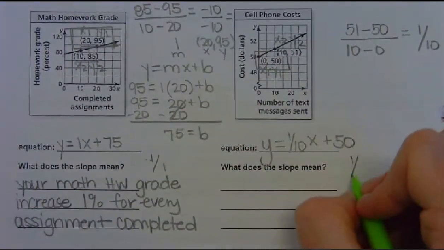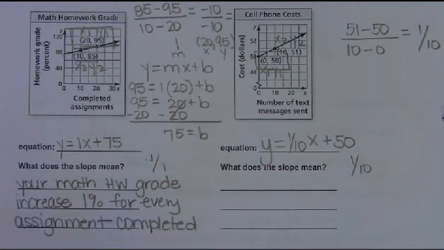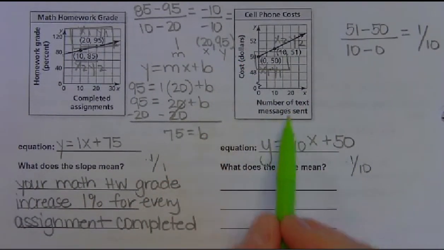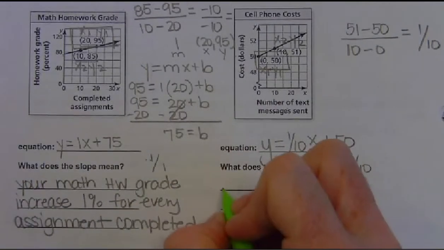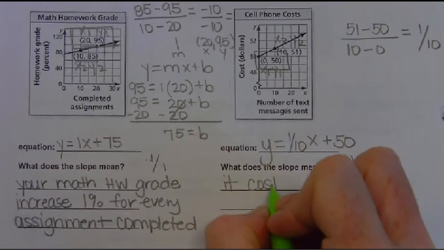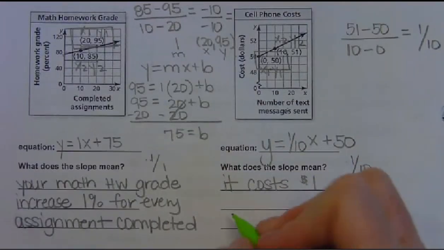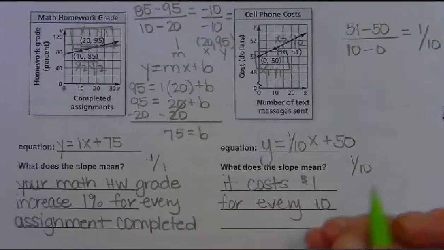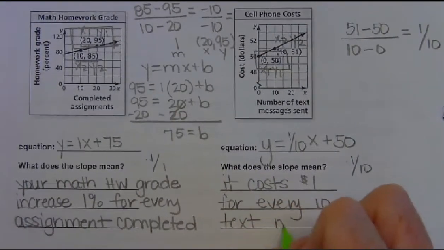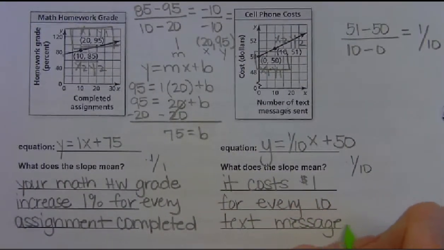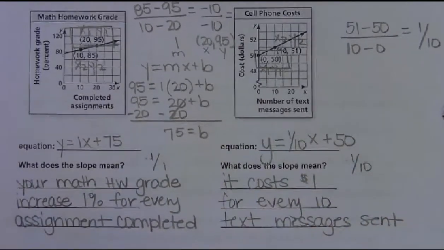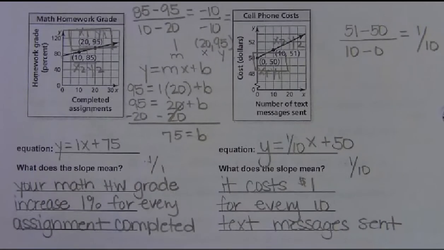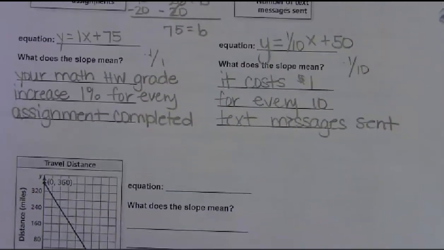In this case, my slope is 1 over 10. So the 1 represents your cost in dollars. The 10 represents your number of text messages sent. So what this means is it costs $1 for every 10 text messages sent. And there's your interpretation. Okay, let's try one more, last one.